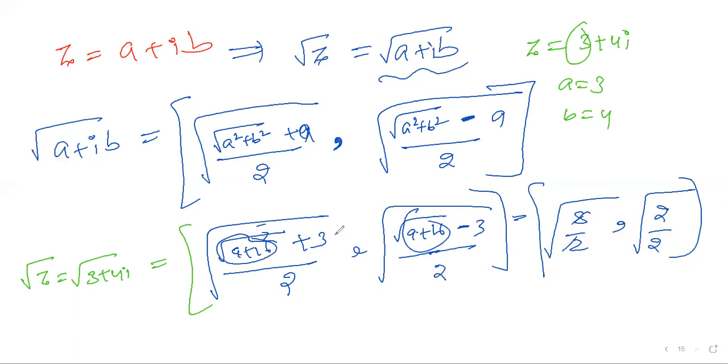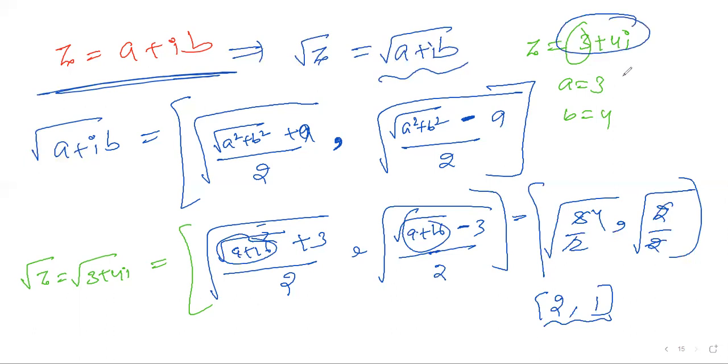So this is the square root of the given complex number. The complex number is 3 plus 4i. The square root of z is 2 plus i. Okay, this is the way you have to find the square root of a given number. Still any doubt? Please let us know.